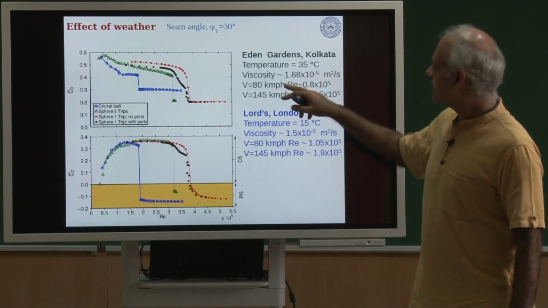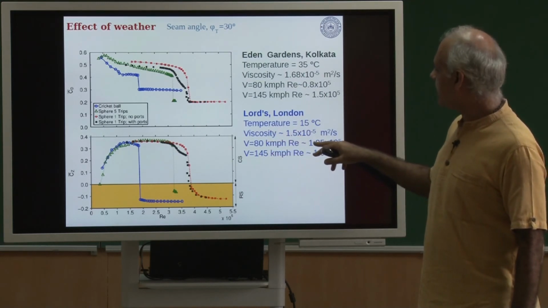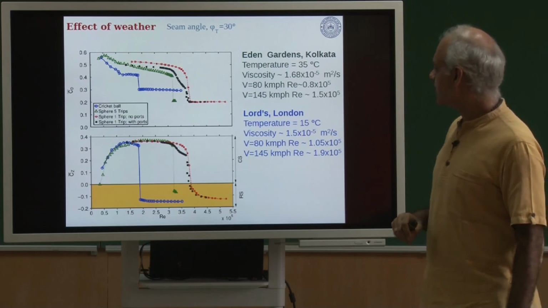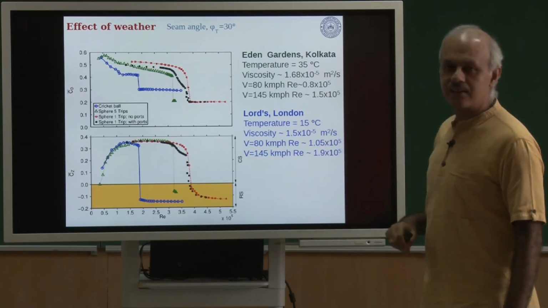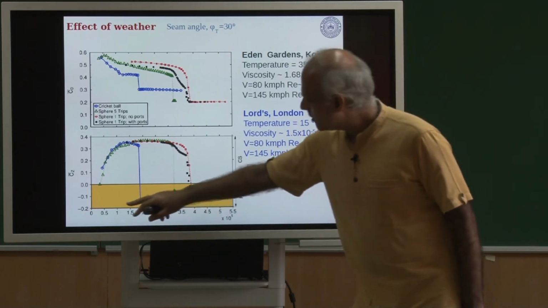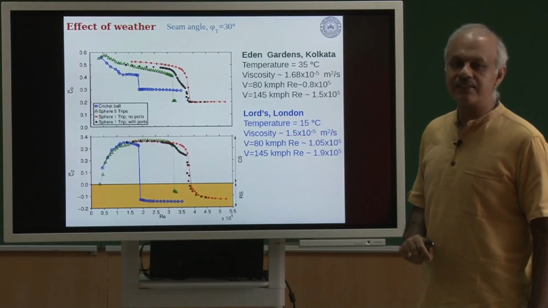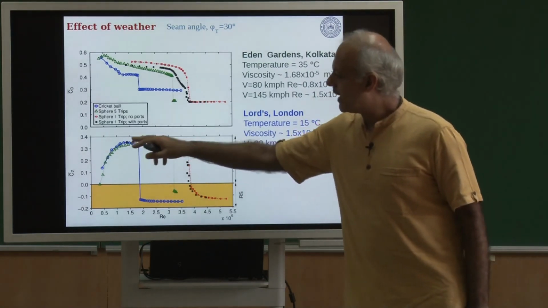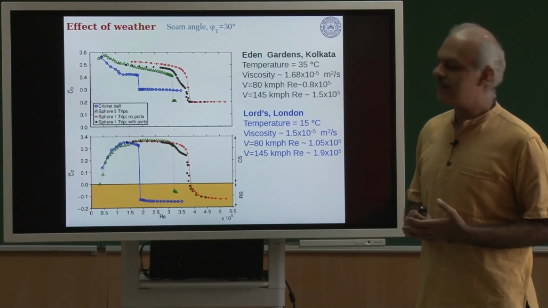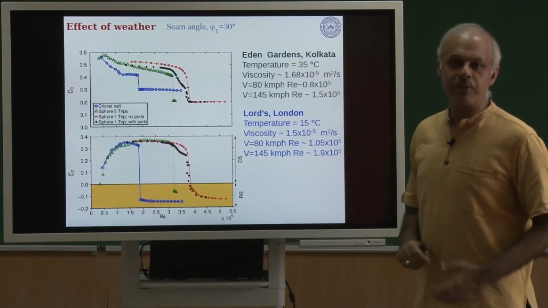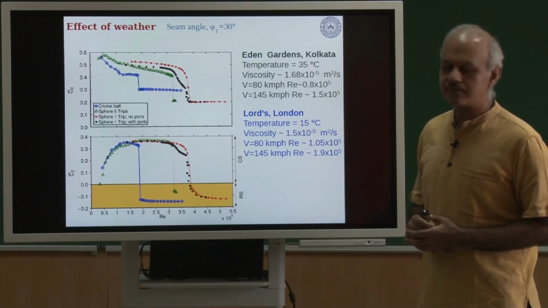Same bowler, same speed, but I am in England now, and my Reynolds number, because of this viscosity change, is now higher. It's about 1 into 10 to the 5th. So there is a substantial increase in my Reynolds number, and therefore I get higher swing force. So I am going to generate more seam movement in Lord's as compared to Eden Gardens, everything else remaining the same.